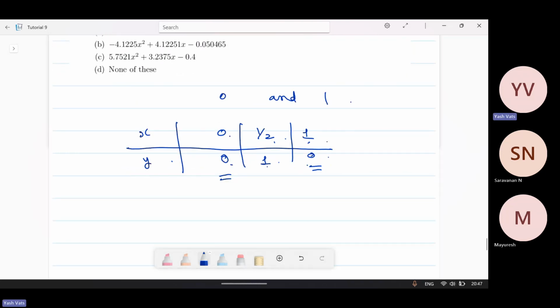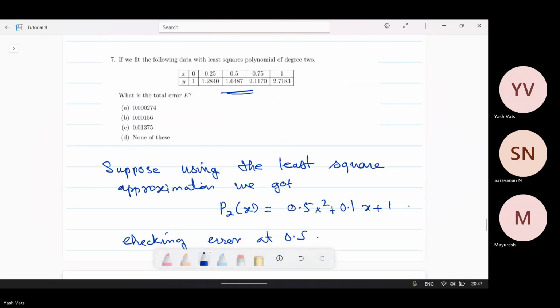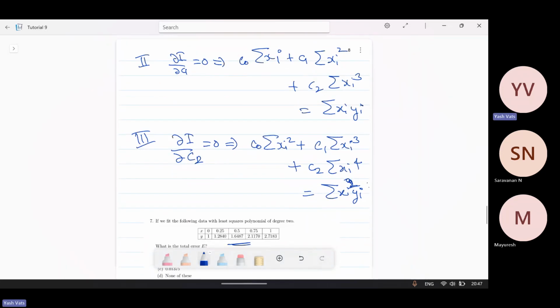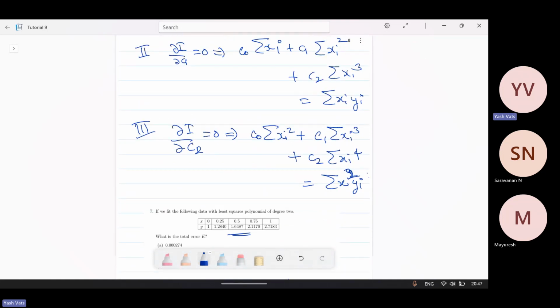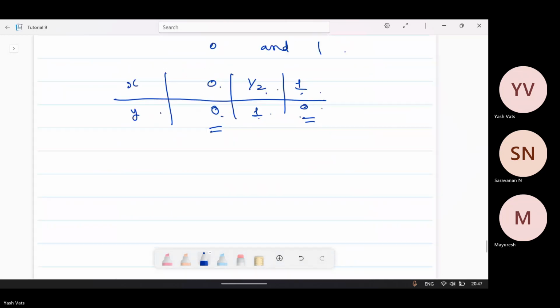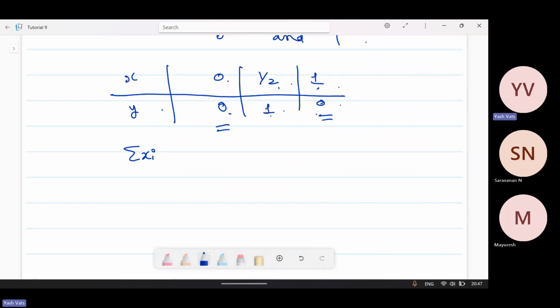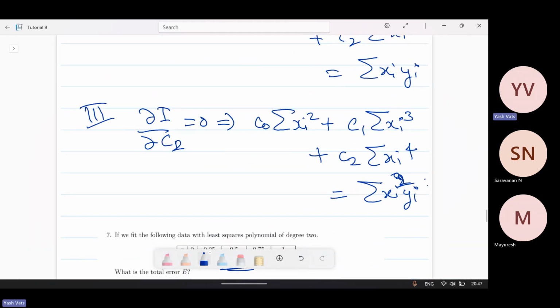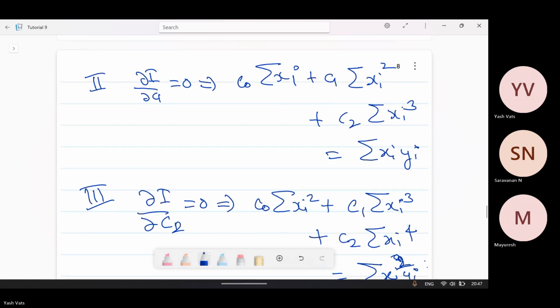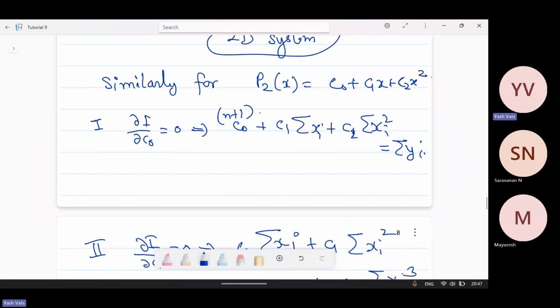So how to do that? Can you apply that formula here? In that case, what did we get? How many terms do you need? Summation xi square, summation xi cube, summation xi4. Just calculate these terms and tell me what they are, and you can solve it. And you have summation xi, summation yi.